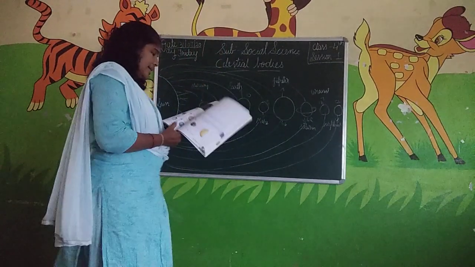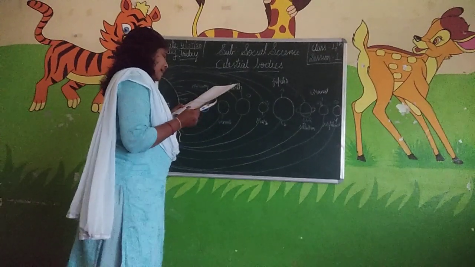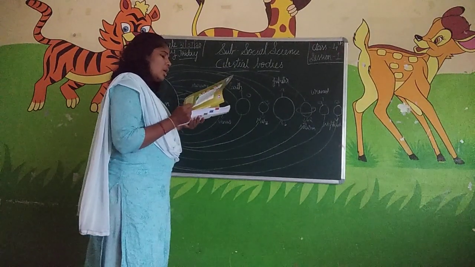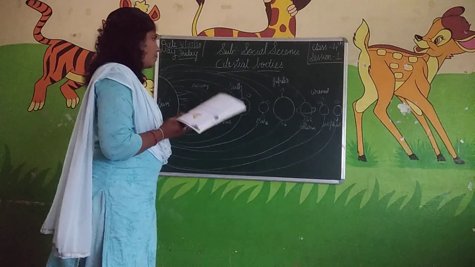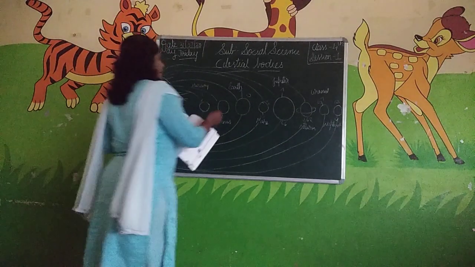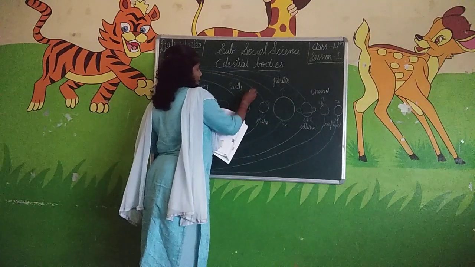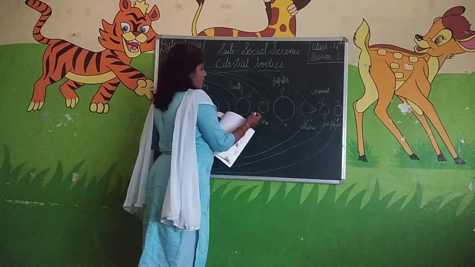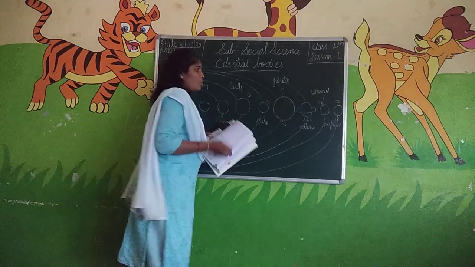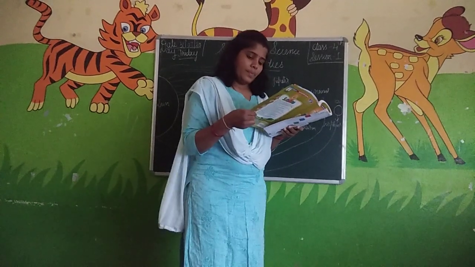Next is about the satellites. Satellites are small bodies that revolve around the planets. The satellites are very small bodies which revolve around the planets. This is the moon. It is a natural satellite which revolves around the earth. These are small heavenly bodies which revolve around the planets.